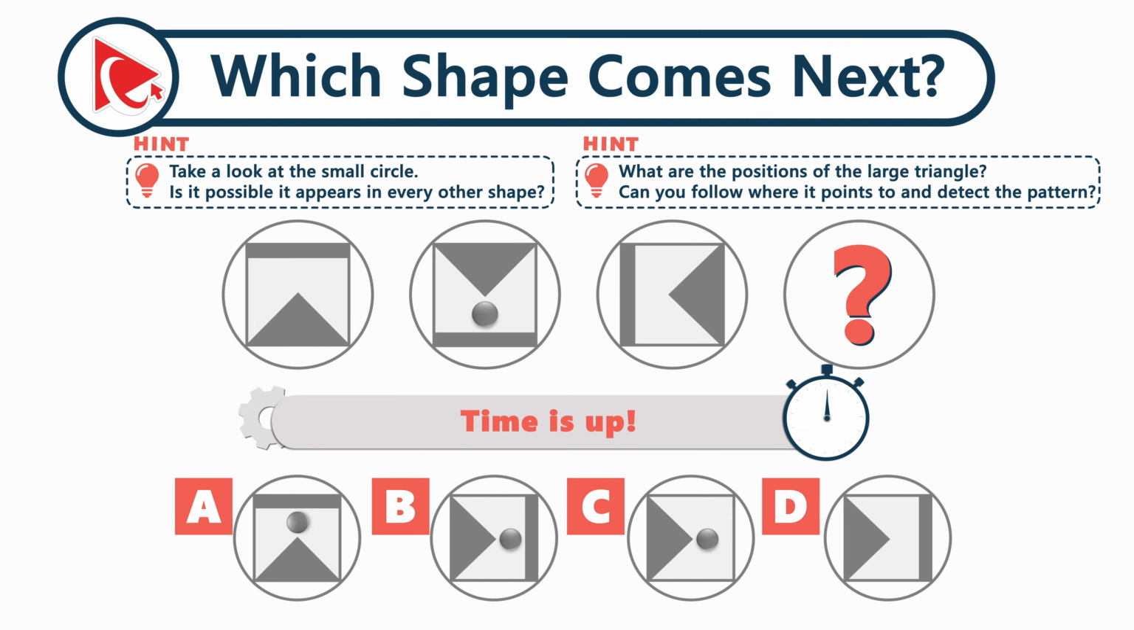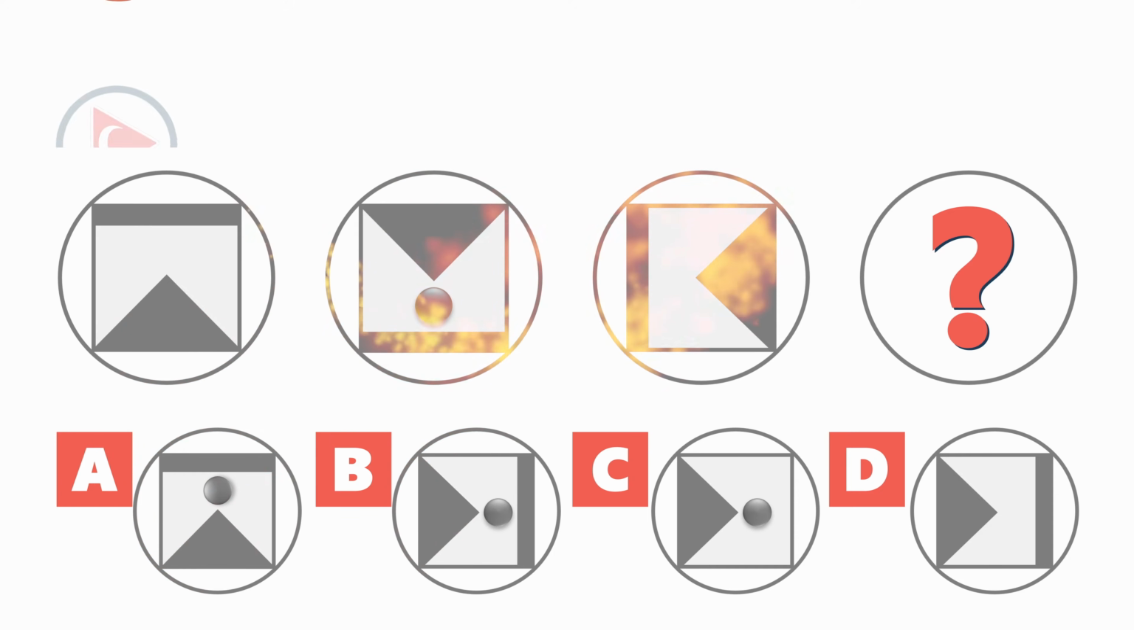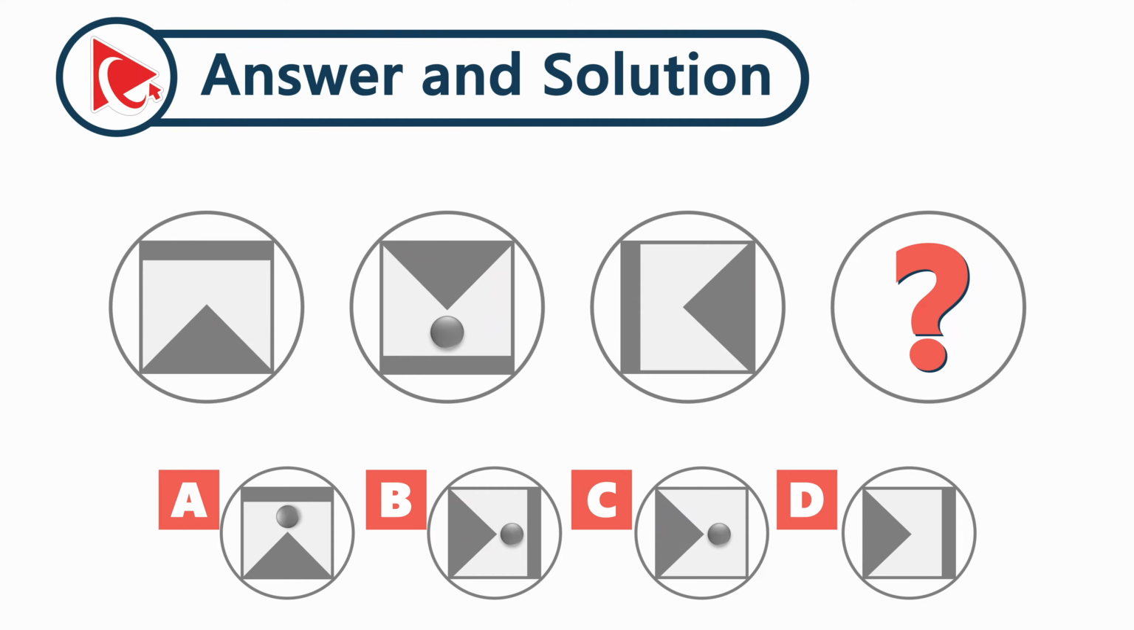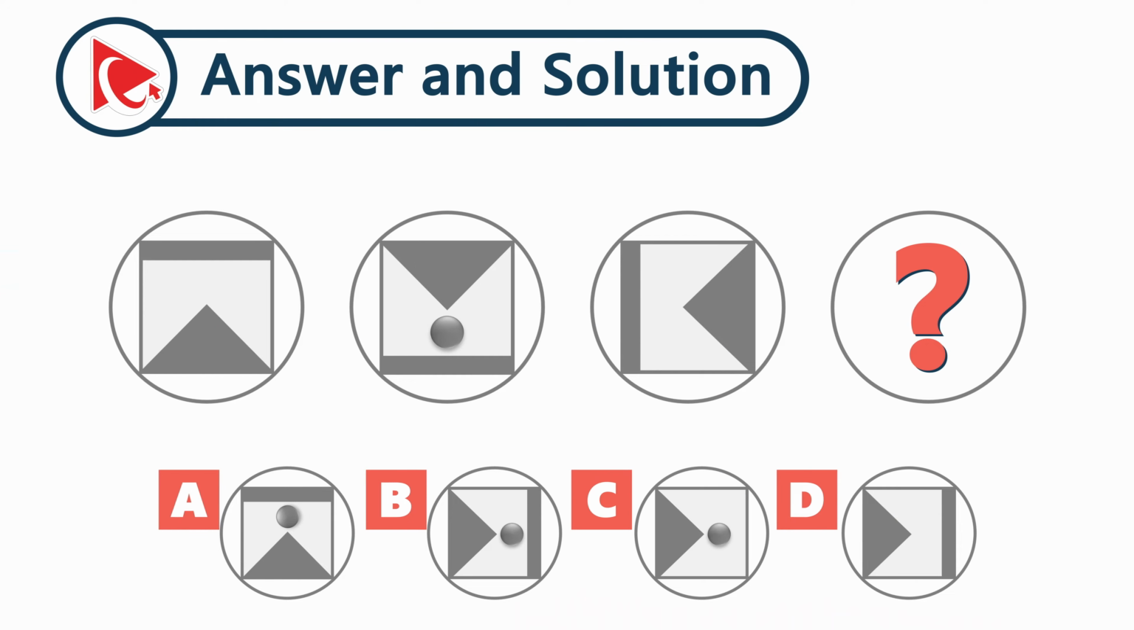Time's up. Do you have your answer ready? I hope so, because we would need it to unlock this next enchanted door. And the key to solve this mystical riddle is to understand the pattern. To understand it, let's look closely at each shape. We're dealing here with 3 elements in each shape.